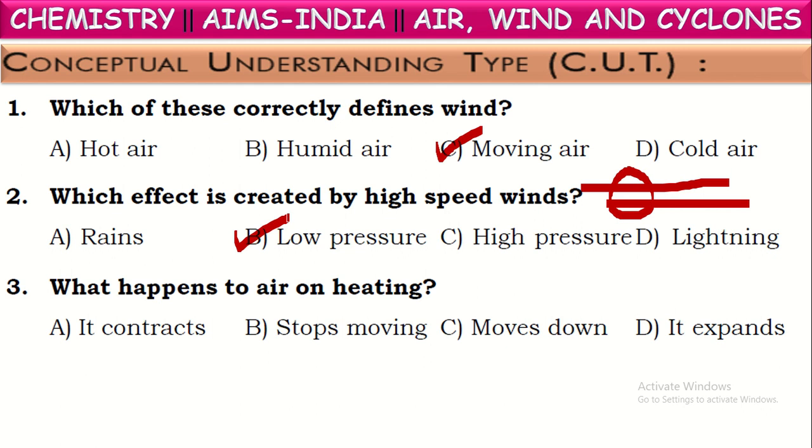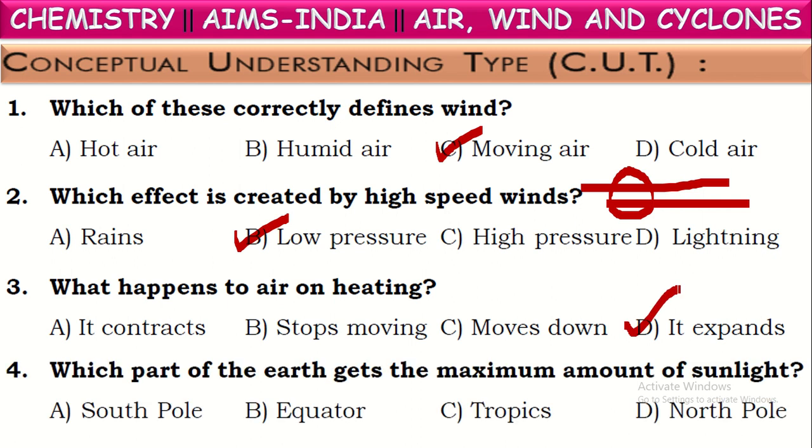Next, what happens to air on heating? What will happen to the air when it is heated? It starts expanding. Air on heating expands because the heat is taken by the molecules of gas present in the air and they start vibrating more and move apart from each other, and hence the air starts expanding. Not only expanding, as it is being expanded, its density also becomes reduced. So density is reduced and the air becomes lighter on heating because it expands on heating.